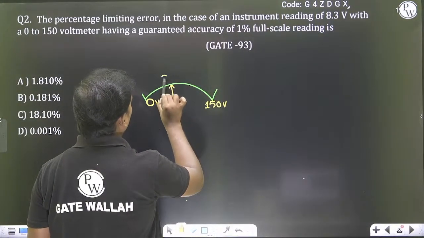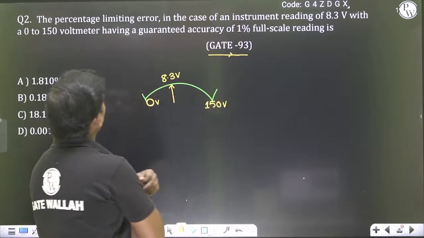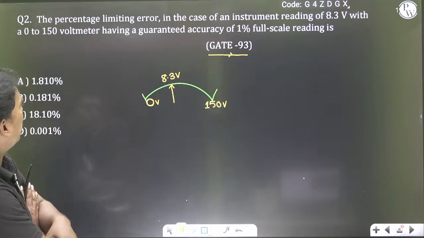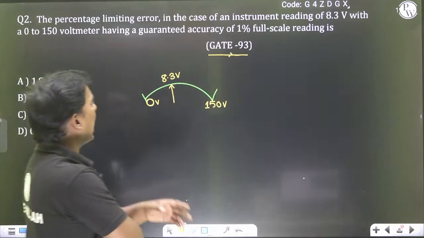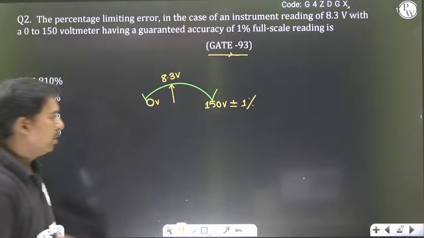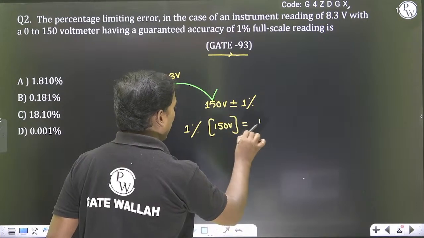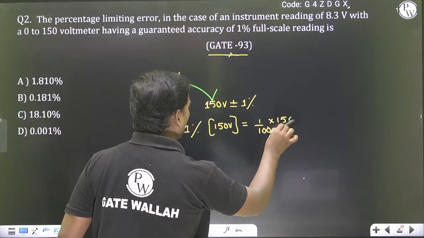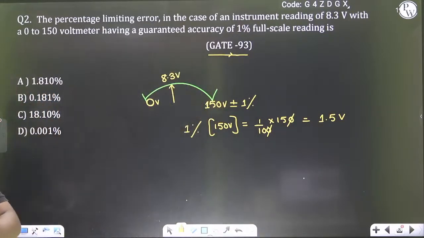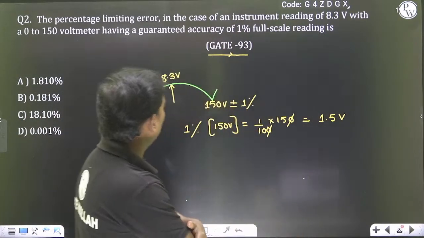So he wants to measure a reading of 8.3 volts. This is a GATE 1993 question. The voltmeter has a guaranteed accuracy of 1% of full scale value. That means 1 by 100 of 150, so that will be 1.5 volts. Is it clear? So we got 1.5 volts.